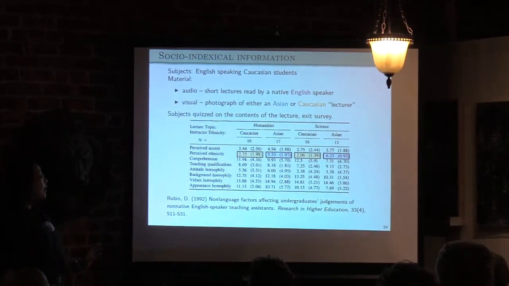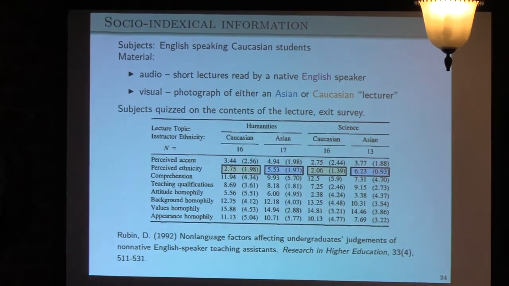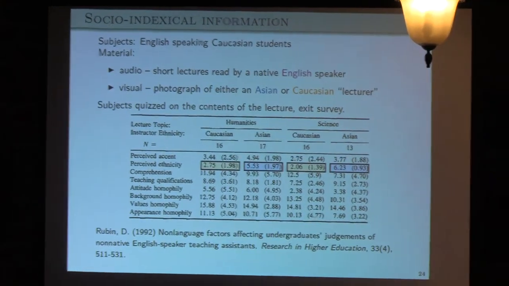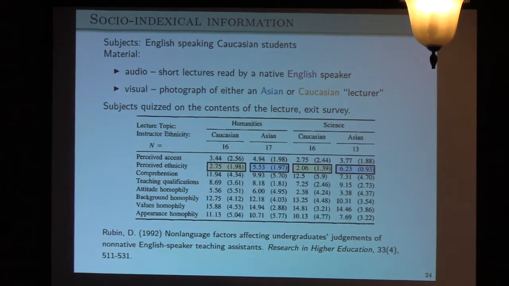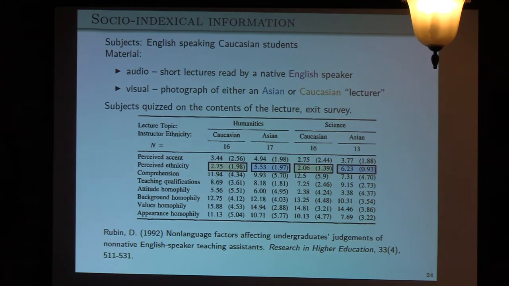So he found that the perceived ethnicity when the students were shown the Asian face was higher than when they were shown the Caucasian face. I mean, that seems fine, right? You're a Caucasian student and you're shown an image of a Caucasian person and an image of an Asian person. You're like, okay, the Asian person's more ethnic. I'm not even mad about that. It's more ethnic. So I'm not even mad about that, honestly, right?